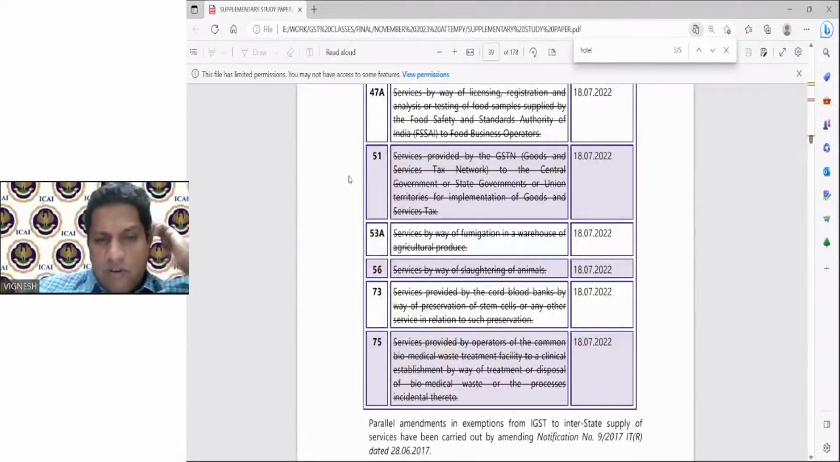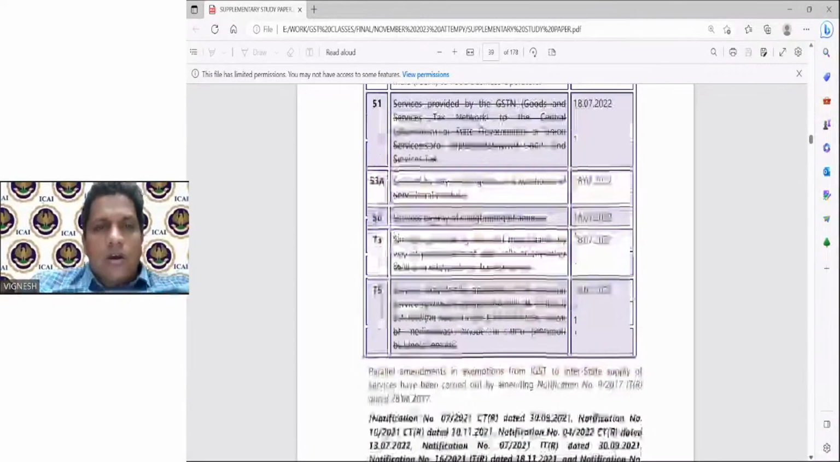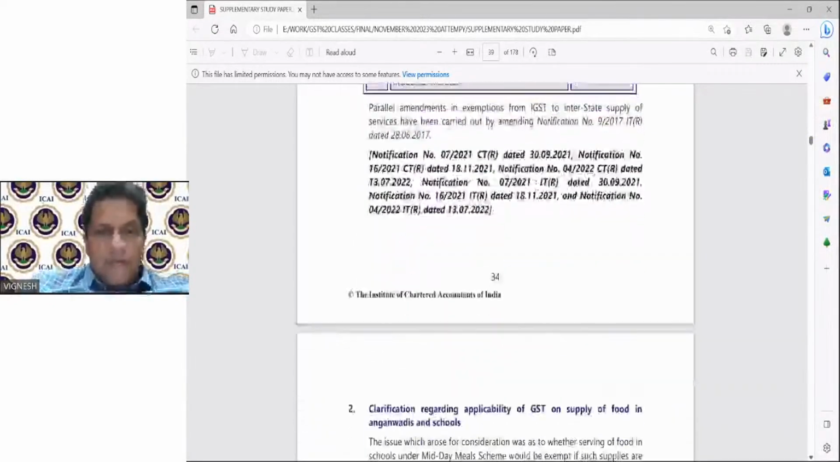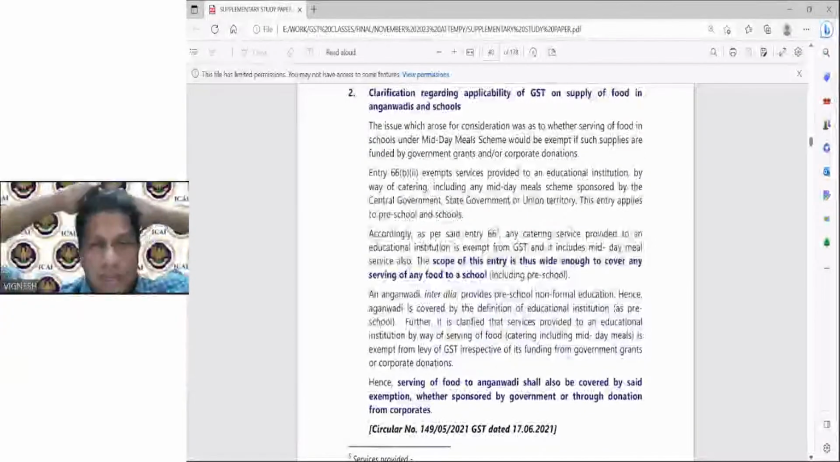Then operators of common biomedical waste treatment facility. Waste treatment facility operators, this also, entry number 75, has been removed. So these are all the services that will be removed. Parallel amendments have also been carried forward in our IGST law as well. Fine. Then further clarifications are there. Let us go through these clarifications.